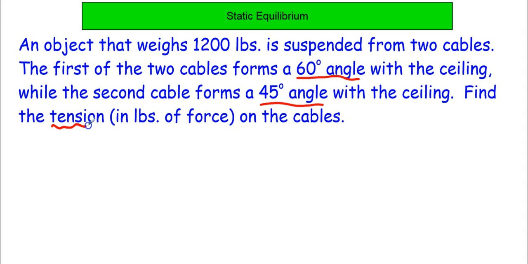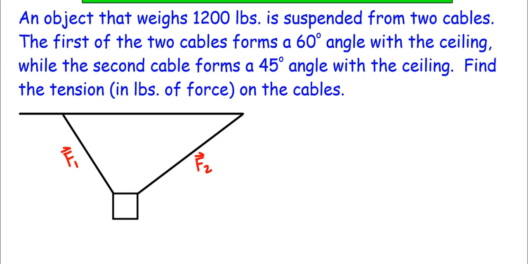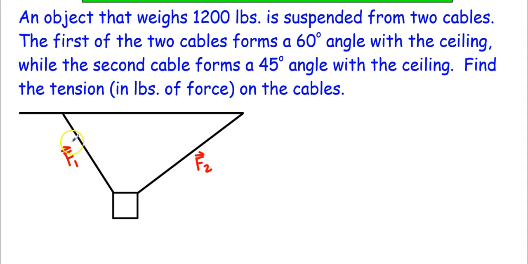And we talked about that tension is a particular type of force. But we want to find the tension on the cables. All right. First thing you want to do is draw yourself a picture of what's going on, and I've started that real quick. So down here we've got the first force, which I labeled F sub 1, is this guy right here. There's another force on the cable over here. So this is my first cable. This is my second cable.